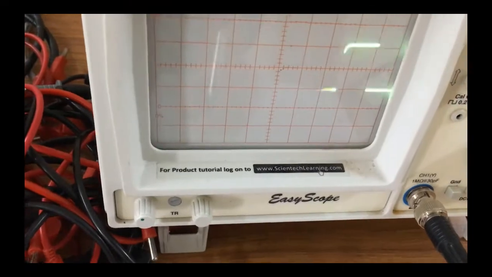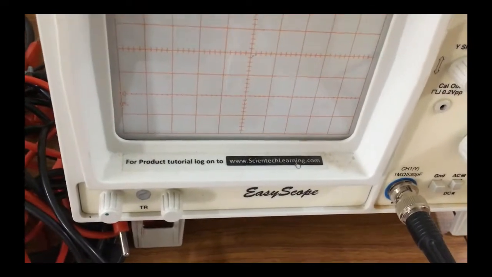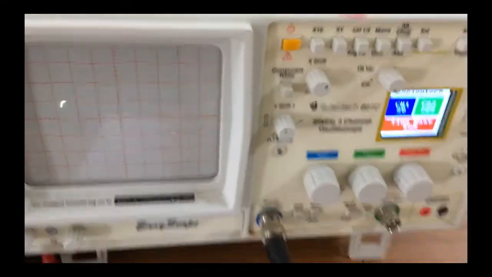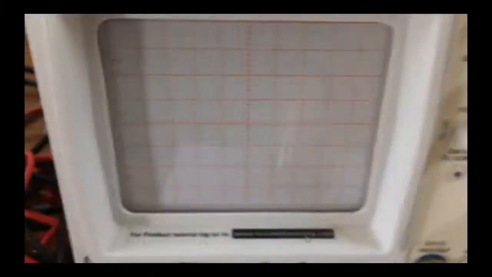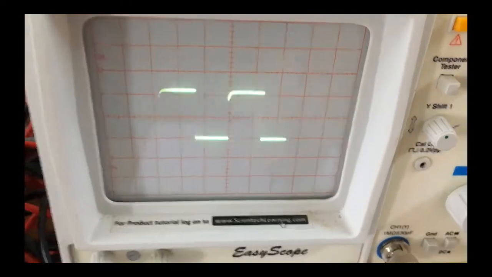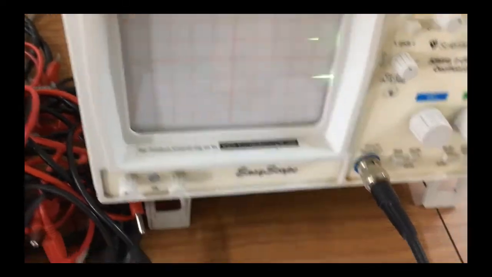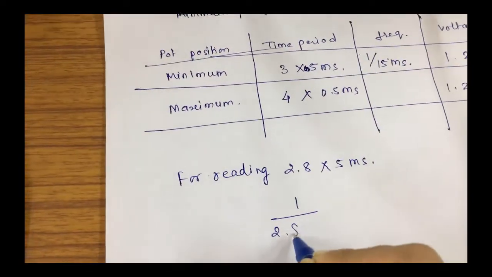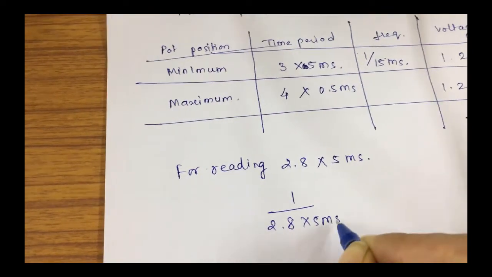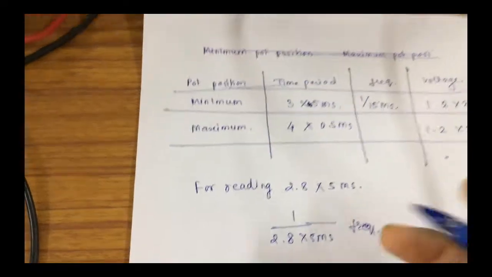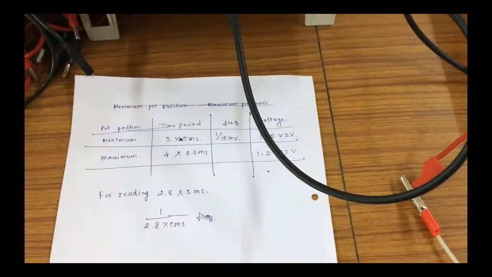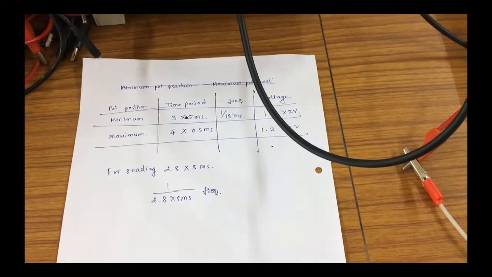So for reading, 2.8 into what is time per division? 5 milliseconds. So 2.8 into 5 milliseconds is the time period. So 1 upon 2.8 into 5 millisecond will be the frequency on which we are going to take the reading for the speed. Okay, so I will make the connections for the speed and I will show you how to take the readings.